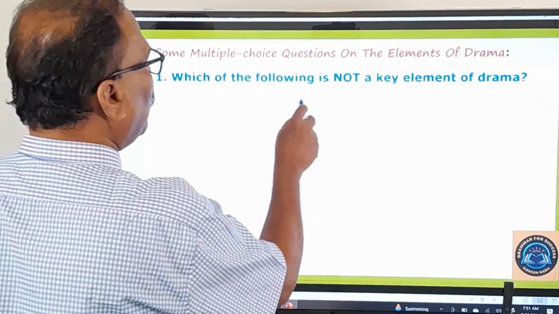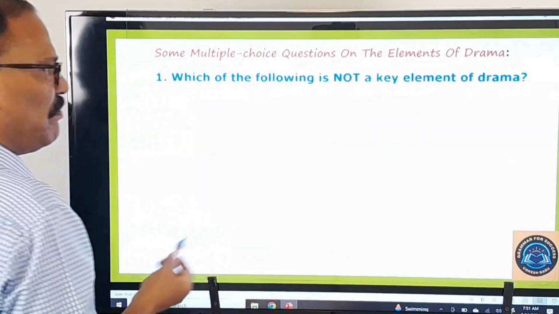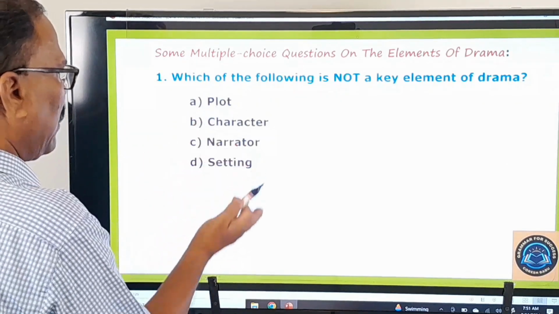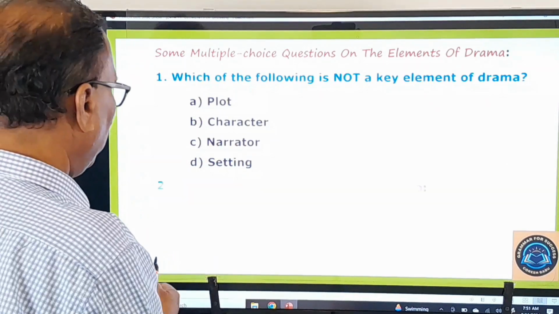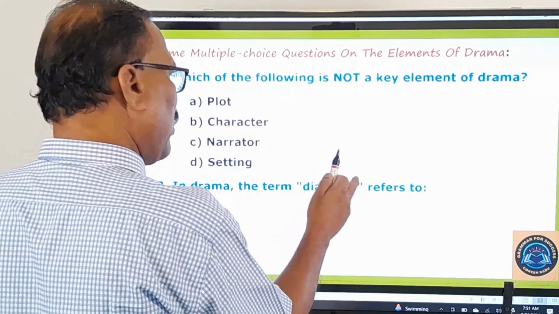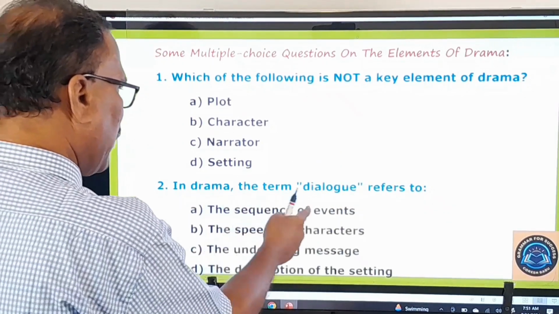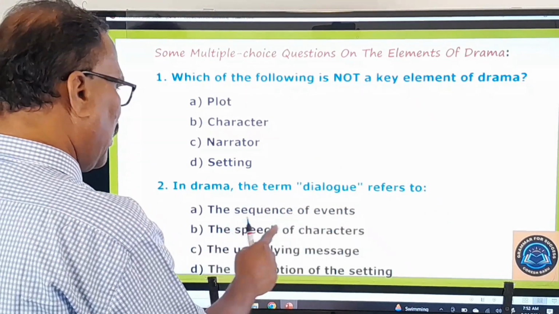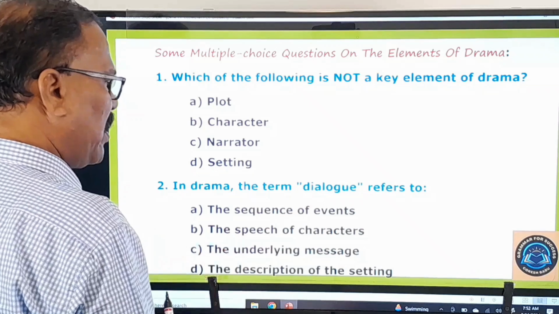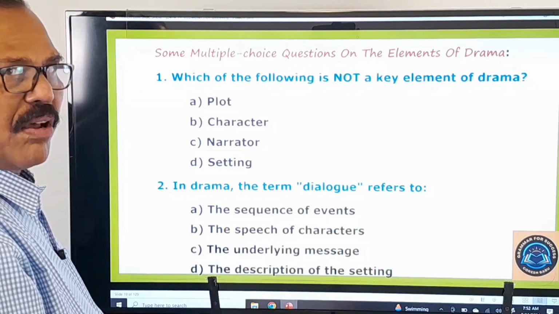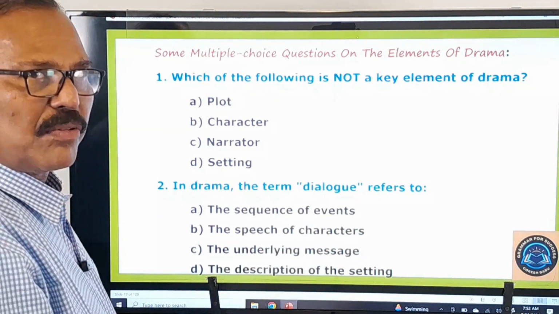Which of the following is not a key element of drama? Plot, character, narrator, setting. In drama, the term dialogue refers to the sequence of events, the speech of characters, the underlying message, the description of the setting. You know the answer. Now we move on to other questions.